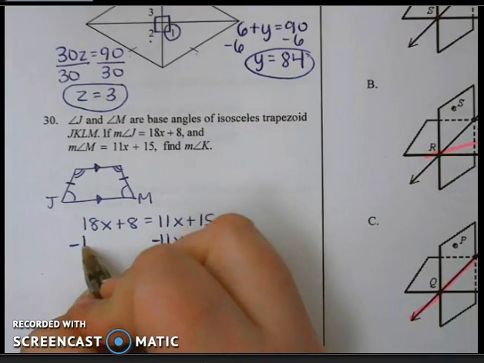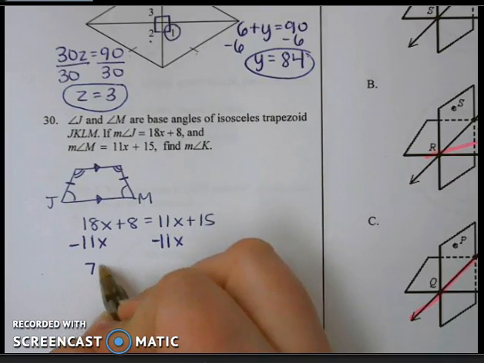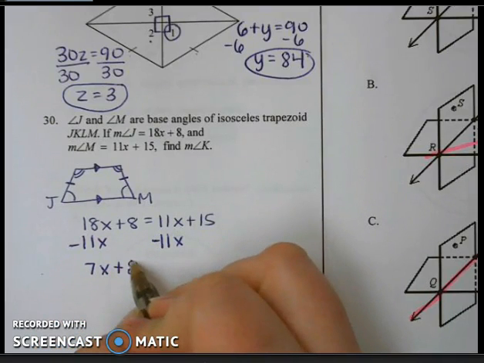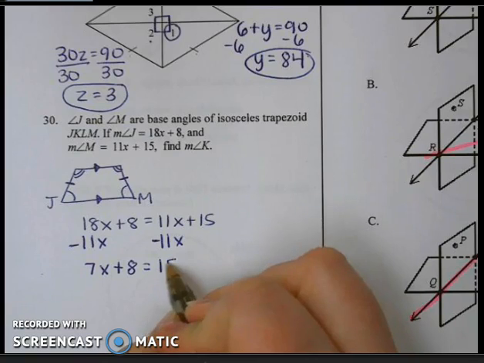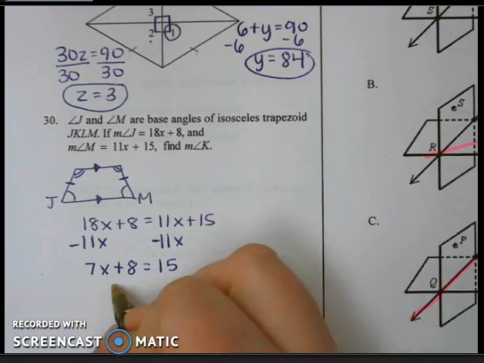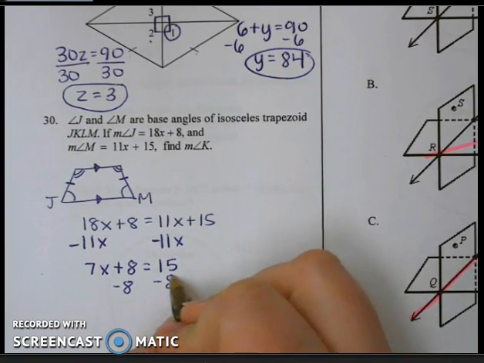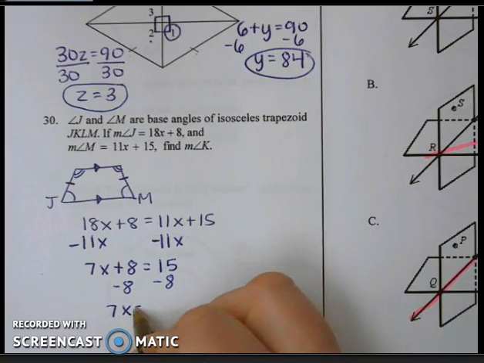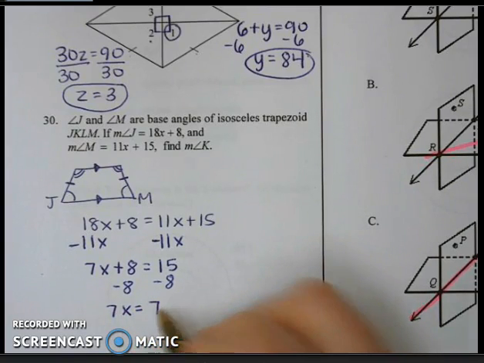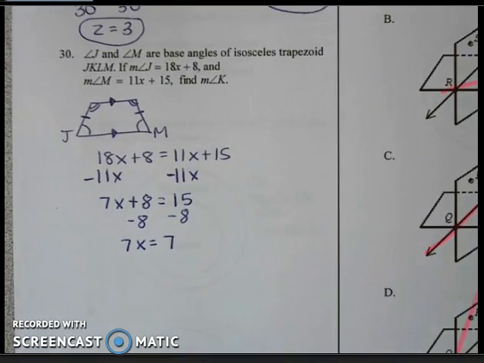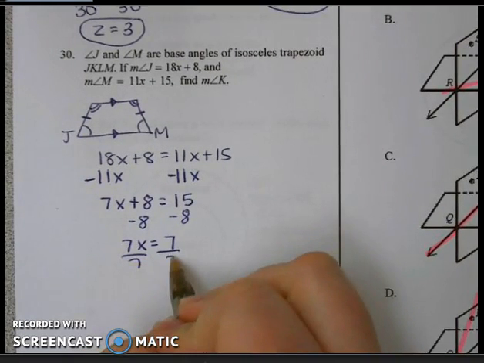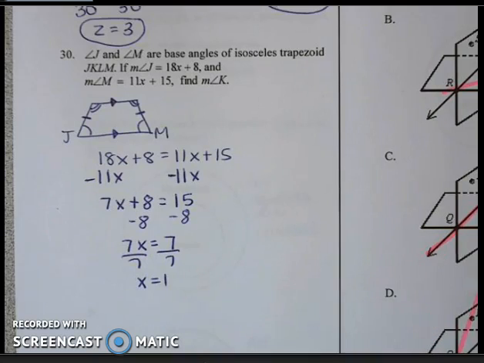So I'm going to subtract 11x from both sides. 7x plus 8 is equal to 15. Now I'll subtract 8. 7x is equal to 7. Divide by 7. x is equal to 1.